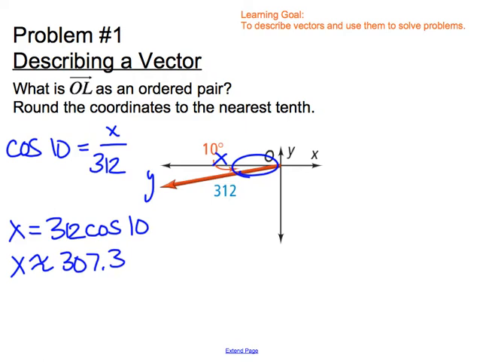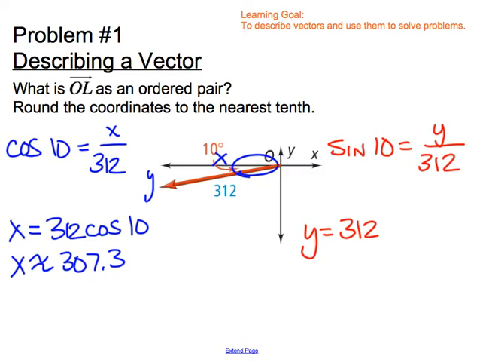To find y here, we use sine. So we have sine of 10 degrees is going to equal the length of y divided by 312. So y is going to equal 312 times the sine of 10 degrees. And if we plug that into our calculator, we get that y equals about 54.2.